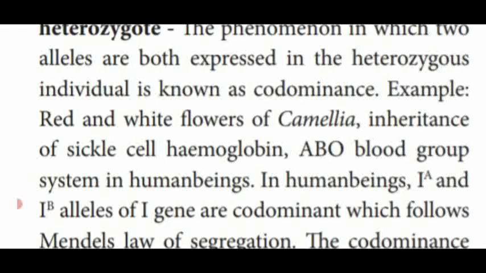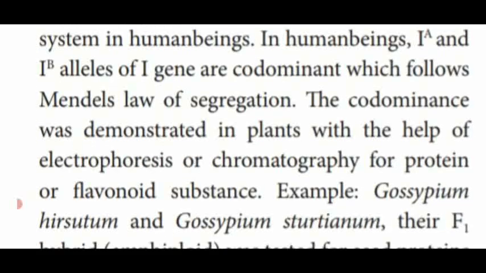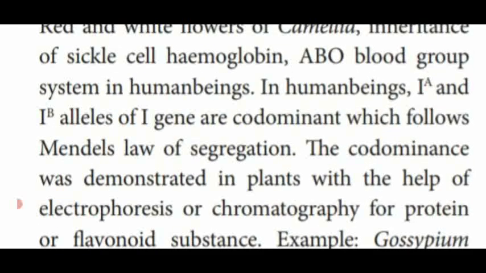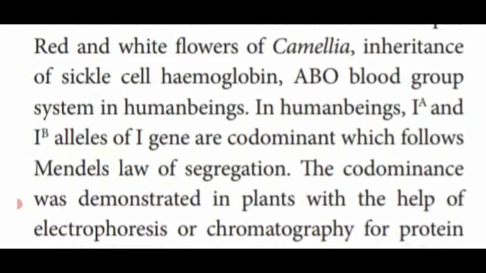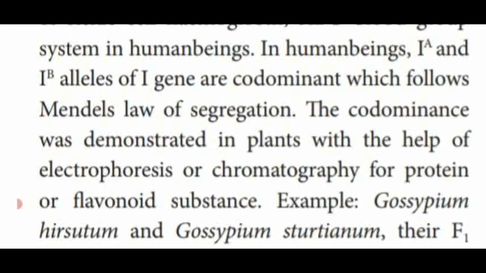Dear students, in human beings, IA and IB alleles of the I gene are codominant, which follows Mendel's law of segregation. IA and IB, which are the 2 alleles of the I gene, are the best example for codominance, which proves Mendel's law of segregation. What is the law of segregation? Both the alleles are segregated, separated in an equal proportion.